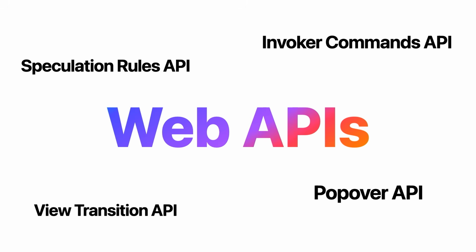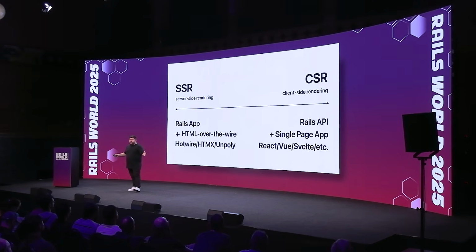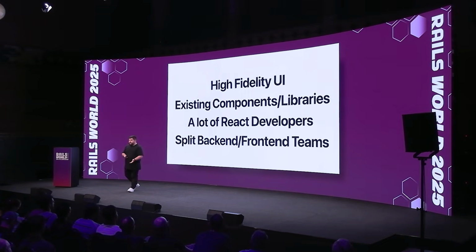invoker commands. And if you look at today how we have a server-side rendered app on the left-hand side with Rails and some HTML over the wire, compared to a client-side rendering app with a Rails API and a single-page app, they are very far apart. There's no middle ground. And people choose to use client-side rendering if they want high fidelity, if they want to reuse existing component libraries, or even have a bunch of engineers already.